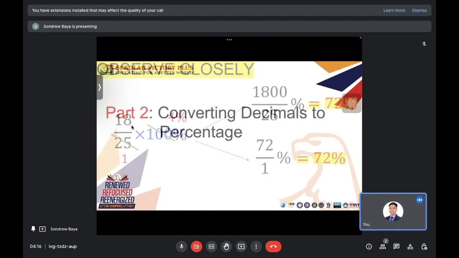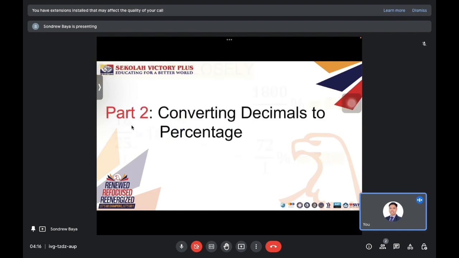Now, before you proceed to part 2, you can do the worksheet on converting fractions to percentage. Let's proceed to part 2, converting decimals to percentage.